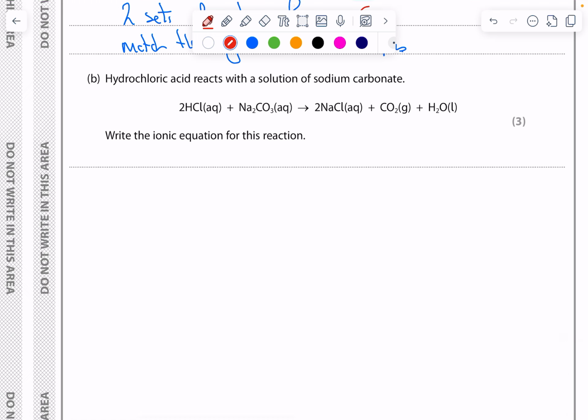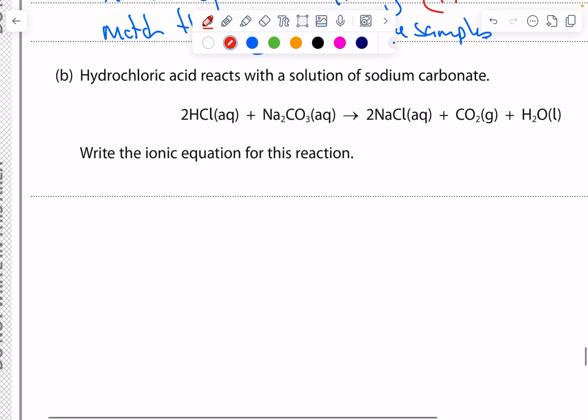Okay, this question here is produce an ionic equation. So if you remember, what we've got to do here is split this up into ions. So H+ and Cl-, Na+ and CO3 2-. Over here you've got Na+ and chloride ions. Carbon dioxide is covalent, so it doesn't have any ions in there. And the same goes for water. H2O is covalent, so there's no ions in there.